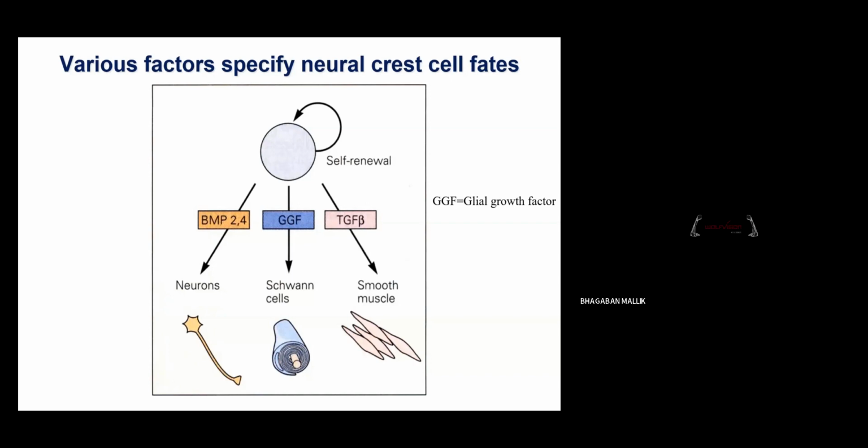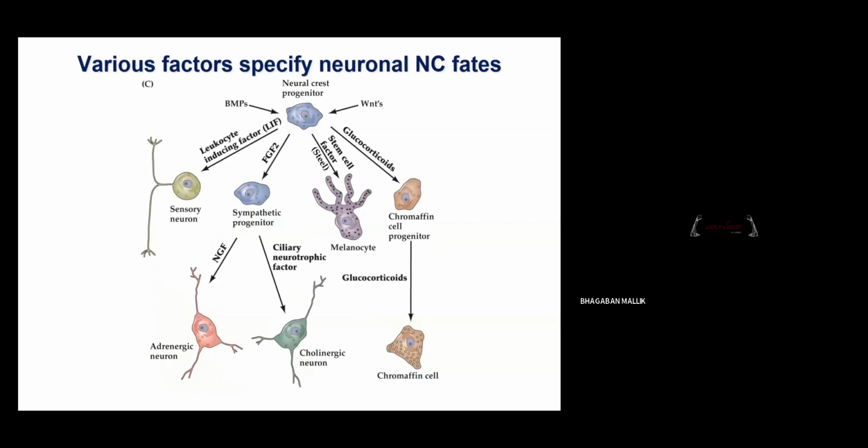So you have different signals which transform the multipotent cells into different groups of cells. You have BMP2/4, which helps transform cells to neurons. You have GGF, the glial growth factor, which forms Schwann cells, and you have TGF beta, which forms the muscles. So these are the local signals which transform the cells to different cell fates.